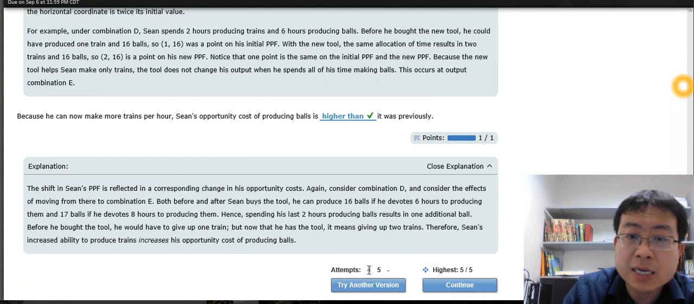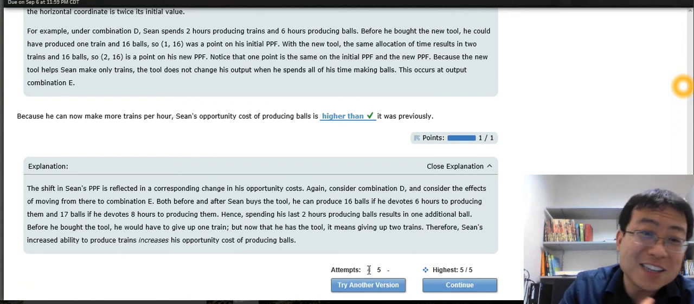Now you see my first attempt I got only 4, so I missed something too. So it's not an easy question.